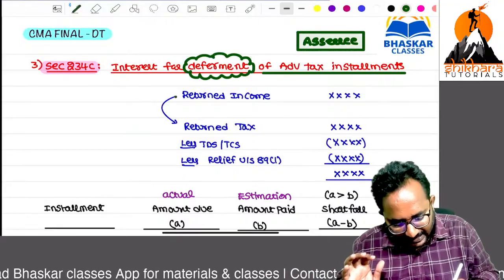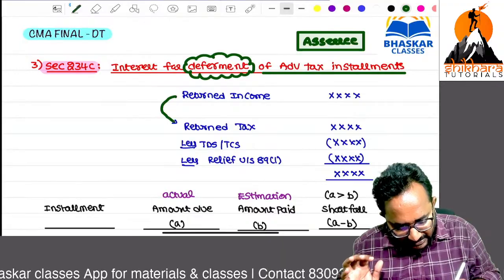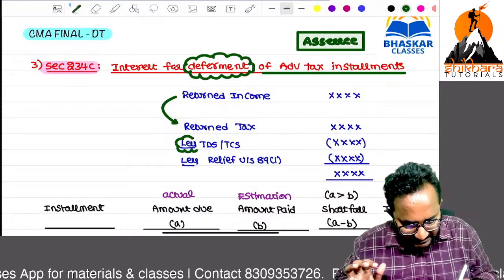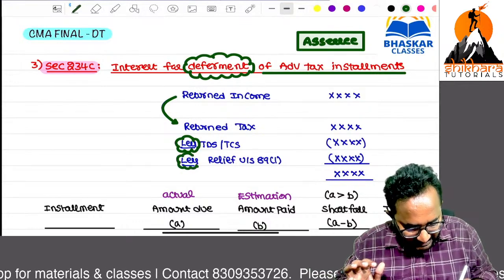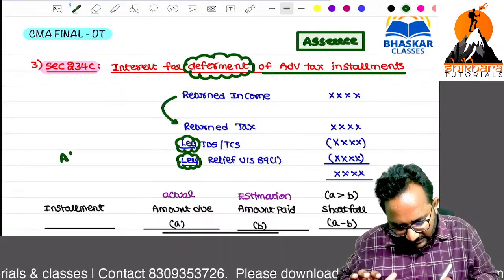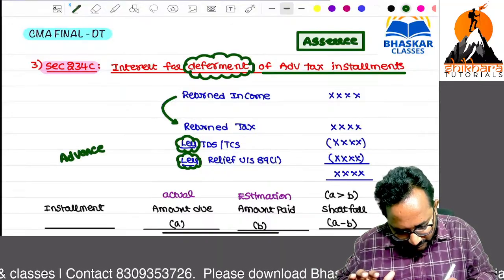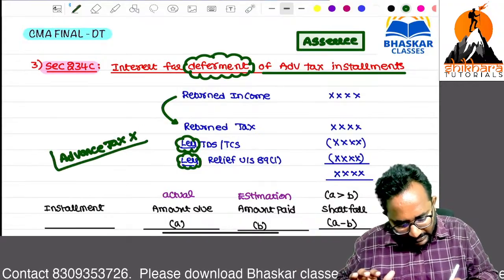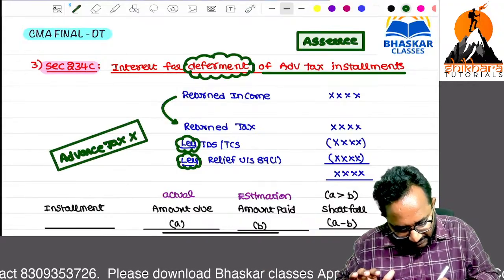That's why, please take the returned income. On the returned income, please compute the tax, minus TDS, TCS, minus relief under 89(1). All other credits you can reduce except advance tax. Why? I will tell you the reason.